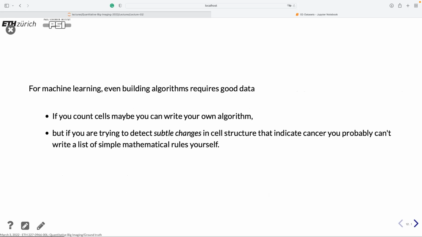And also for machine learning, which we will talk about, but not only, it's really important that you tell the algorithm what it should do, because it only learns what you give it.